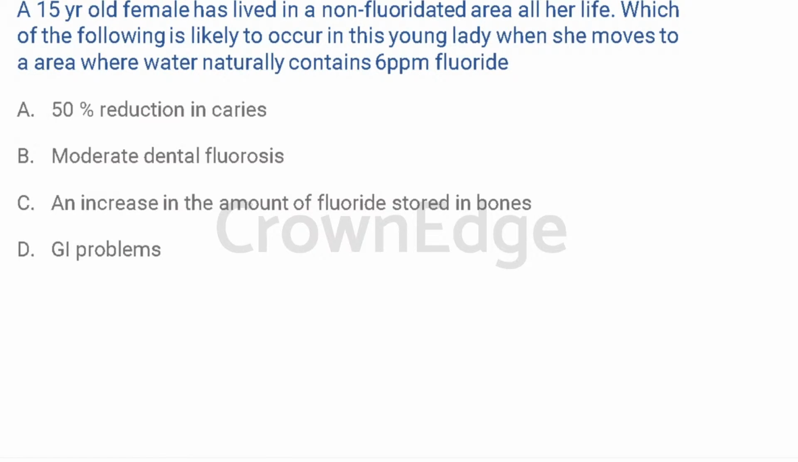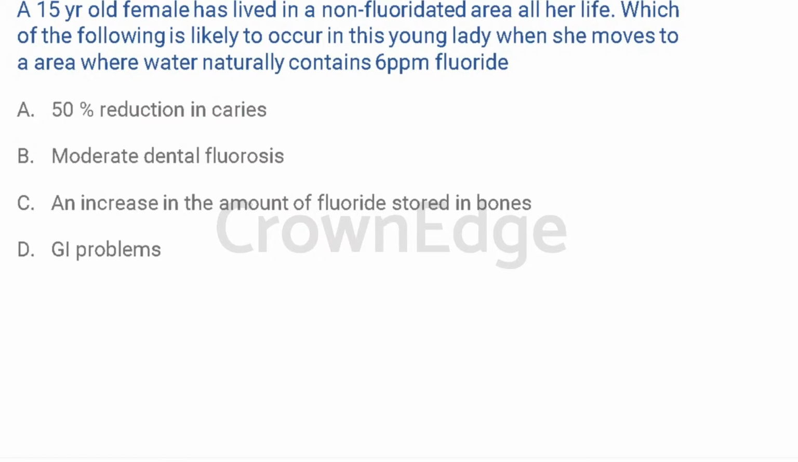Now you can actually ask me why you can't see a 50% reduction in caries. That is because a 15-year-old child would have had all her permanent dentition in place, except probably for the third molars, which are not erupted. A 50% reduction in caries is definitely not going to happen because it's a very high amount of reduction, and 6 ppm of fluoride for a short period of time is not going to give that much reduction. So you can eliminate option A.